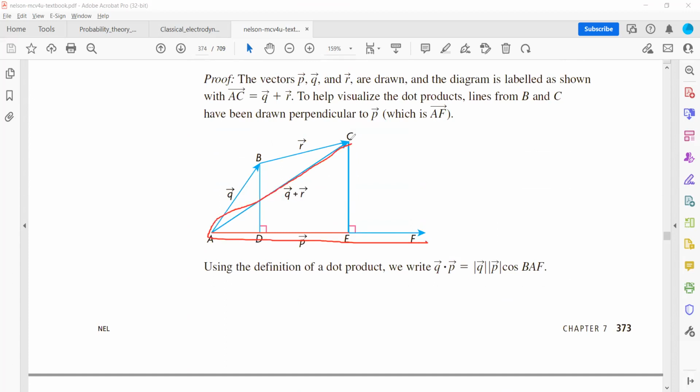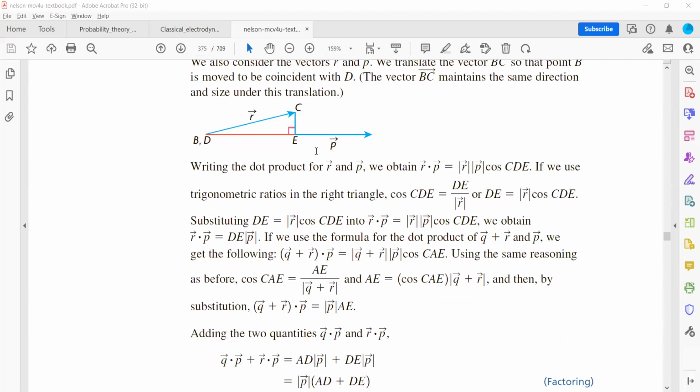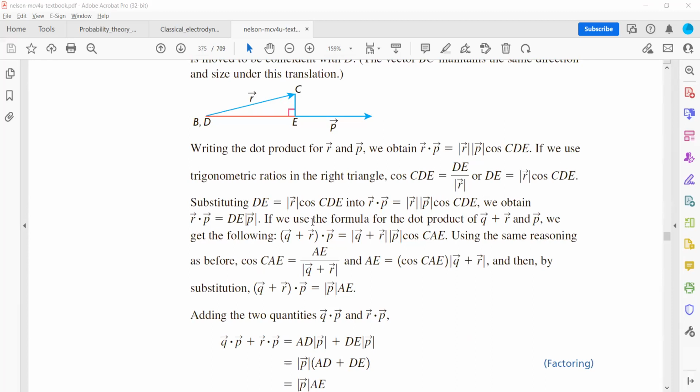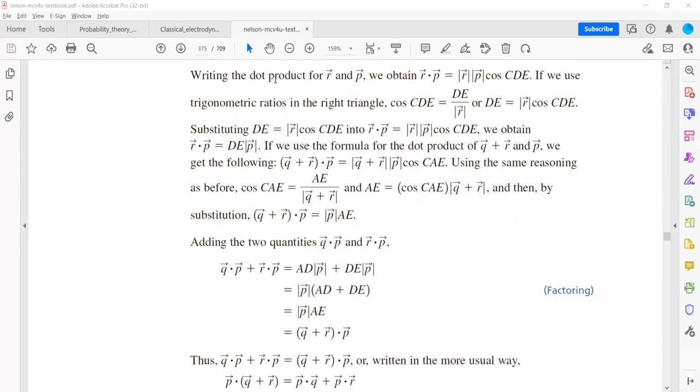CAF, and this is CAE. Both are equal. So through this, we obtain that, basically after writing the dot product for the sum of two vectors times the vector P, using the same reasoning as before, let's express the cosine using trigonometric ratios.